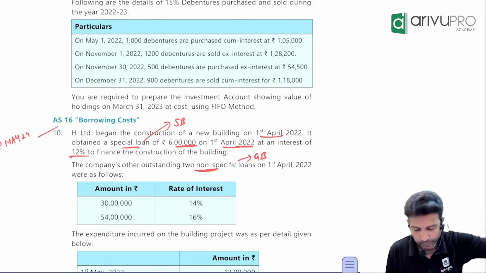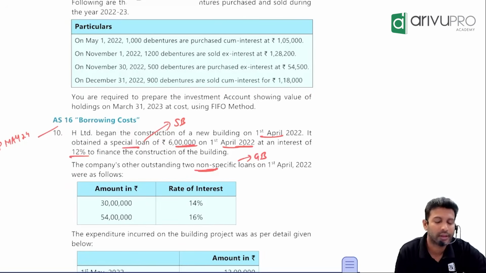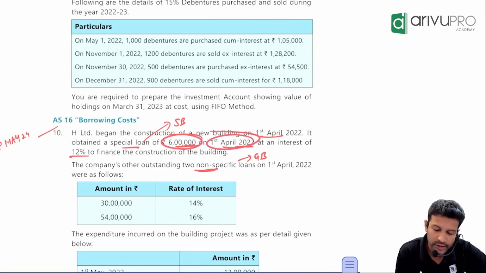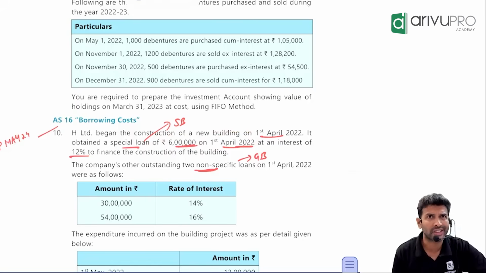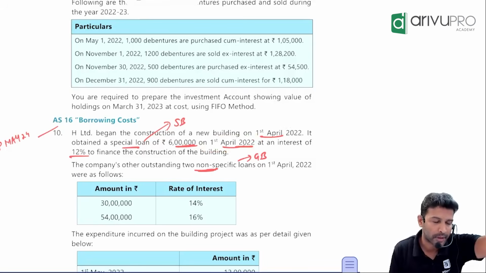Straightforward, correct? And how much interest are you paying? 12%. Take your calculator. 6 lakh loan on 1st April. So the condition should be satisfied. You took the loan on what day? 1st April. Borrowing cost started on what day? 1st April.